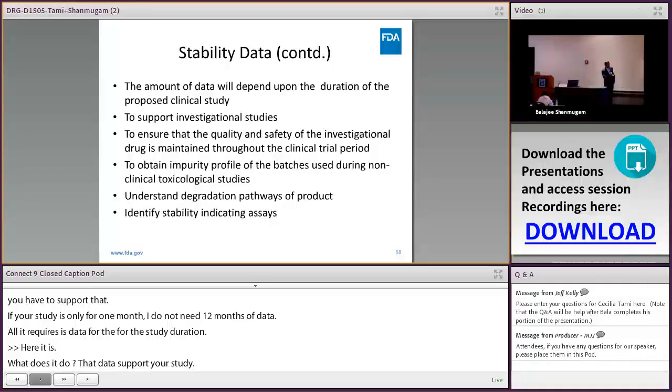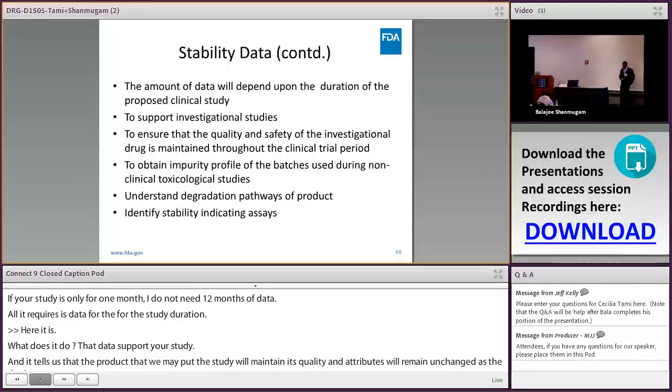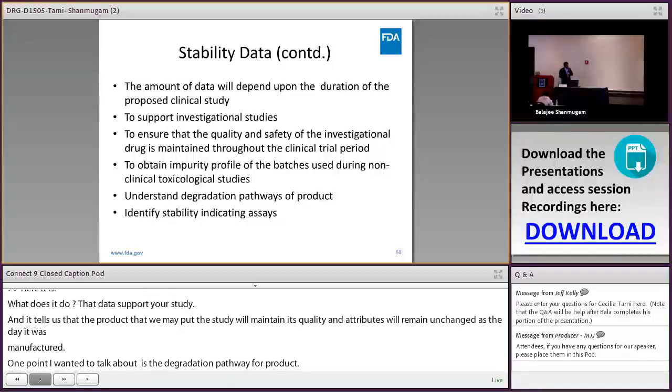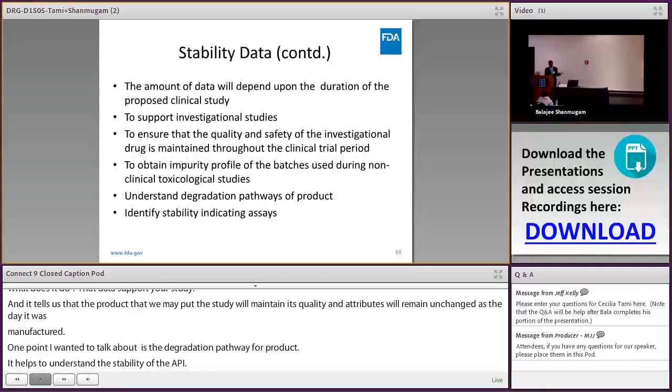The one point I wanted to talk about is the degradation pathways of the product. What does the degradation pathway of the product do? It actually helps to understand or evaluate the intrinsic stability of the API, and it's done under stress conditions. We have a lot of ICH guidances on that. And more importantly, it will tell you about the potential degradants that you may see and that you can test, that could potentially appear either during the manufacture or the storage.